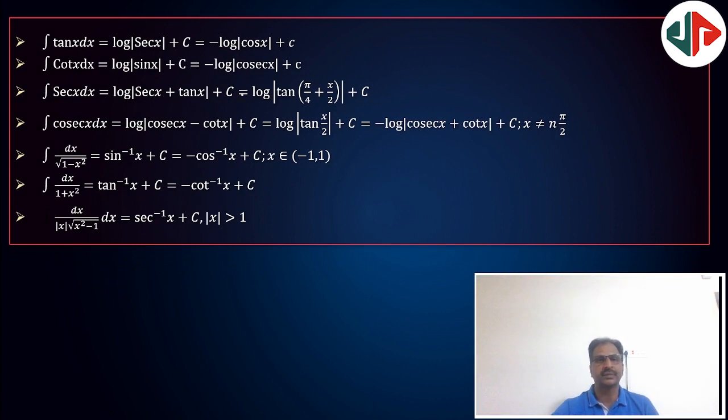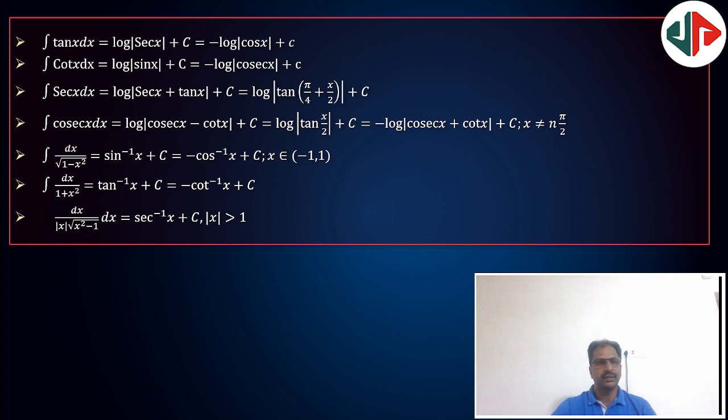Integral tan x is log mod secant x or minus log mod cos x. Integral cot x is log mod sin x or minus log mod cosecant x. Integral secant x dx is log mod secant x plus tan x plus c, or log mod tan of pi by 4 plus x by 2 plus c. Integral cosecant x is log mod cosecant x minus cot x or log mod tan x by 2. Integral 1 by root 1 minus x square is sin inverse x plus c or minus cos inverse x plus c. Integral 1 by 1 plus x square is tan inverse x plus c or minus cot inverse x plus c.